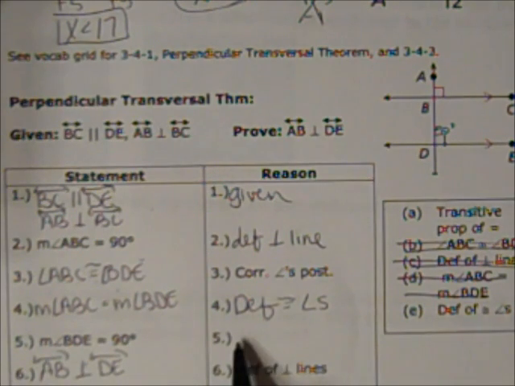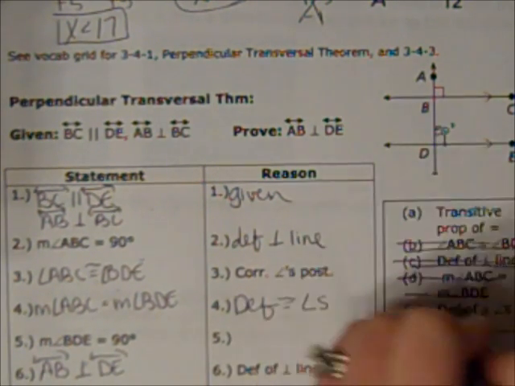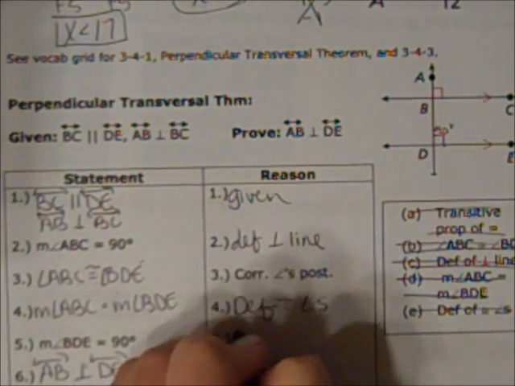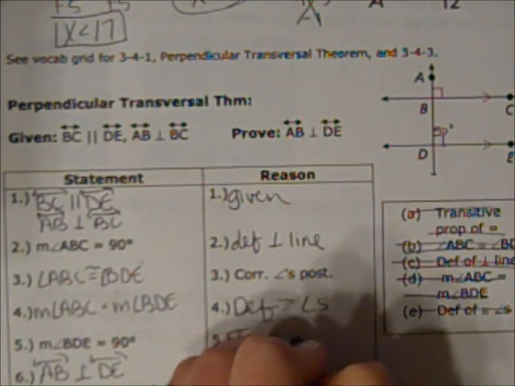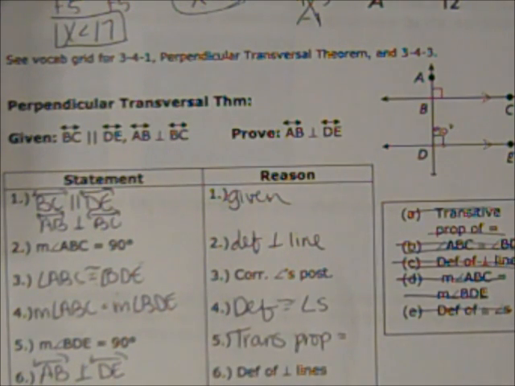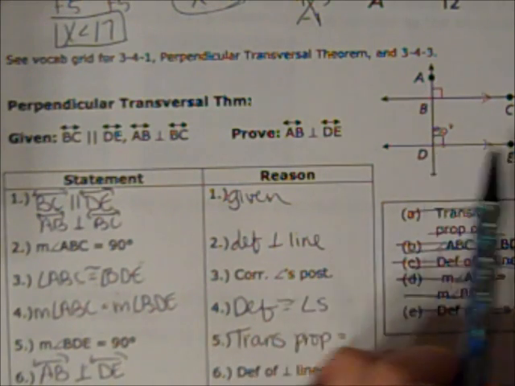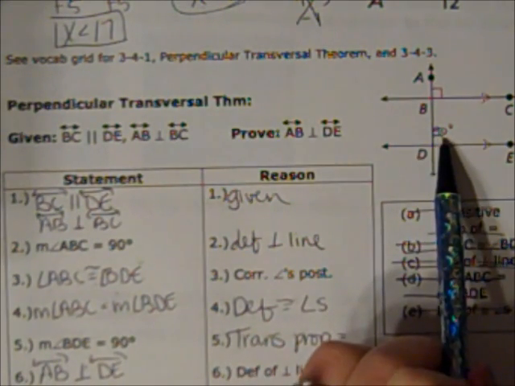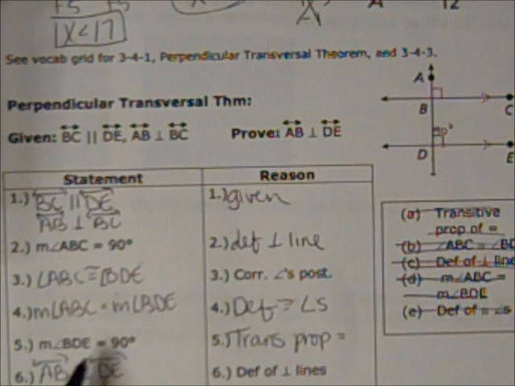Now on this one, if you were doing this by yourself, you could choose substitution or transitive. But since we have our answers on the side, we'll go with what they gave us. But you could have used either one, transitive or substitution. Now, if AB and DE are forming a right angle, then that must mean that those lines are perpendicular. So I'm going to use definition of perpendicular backwards this time. If the angle's 90, that must mean the lines are perpendicular.